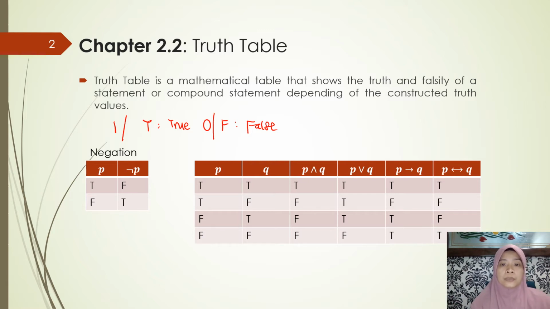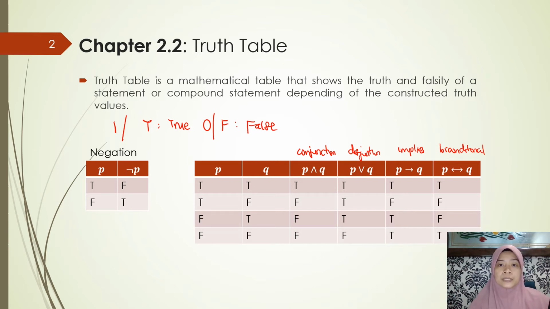Okay, now we look at the conjunction, right? So this is conjunction. Disjunction, and then implies, and then biconditional.